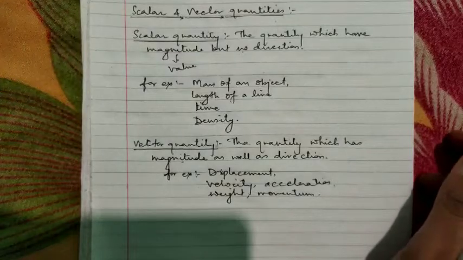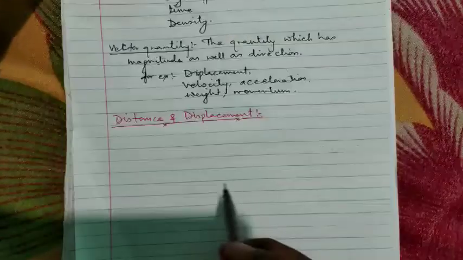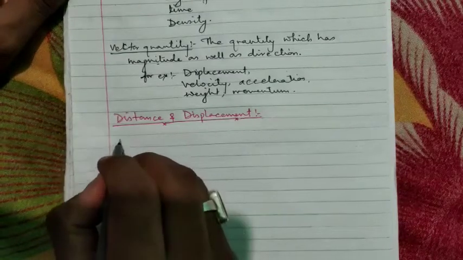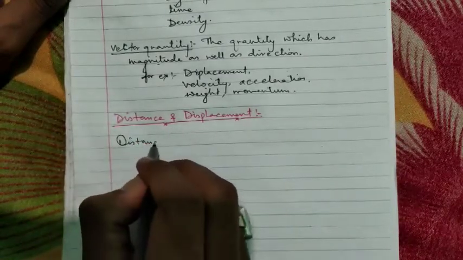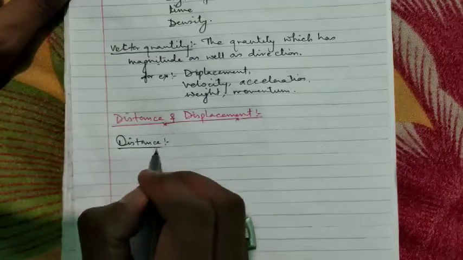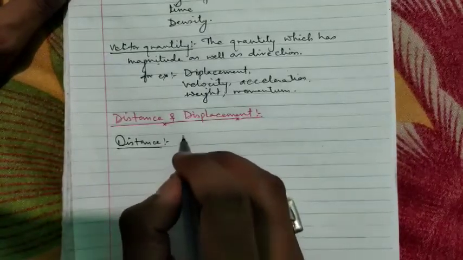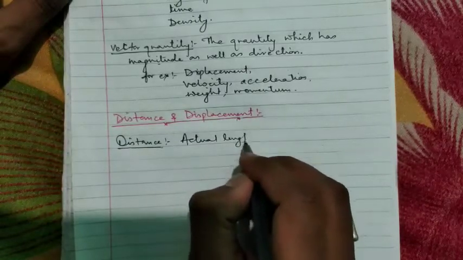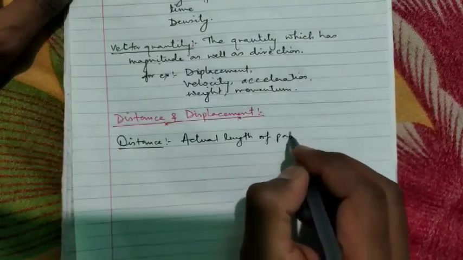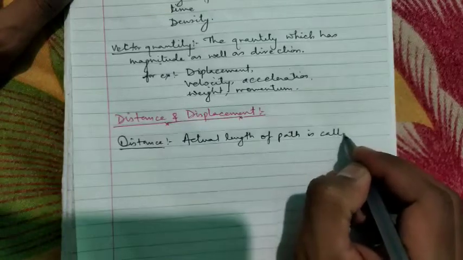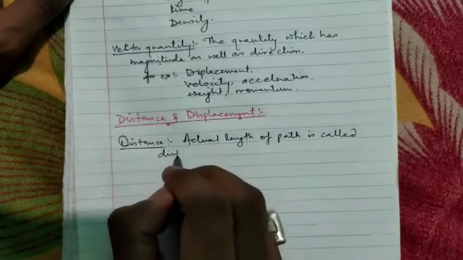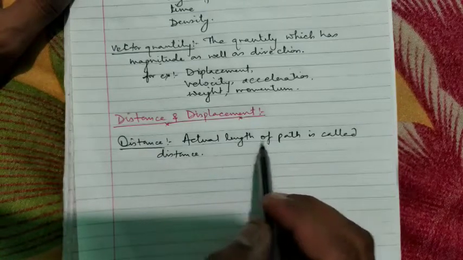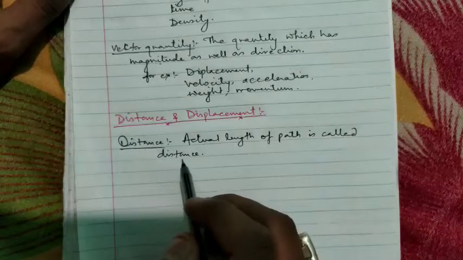Let us see first distance. Distance and displacement. Let us see first distance. The definition of distance is that the actual length of path is called distance.